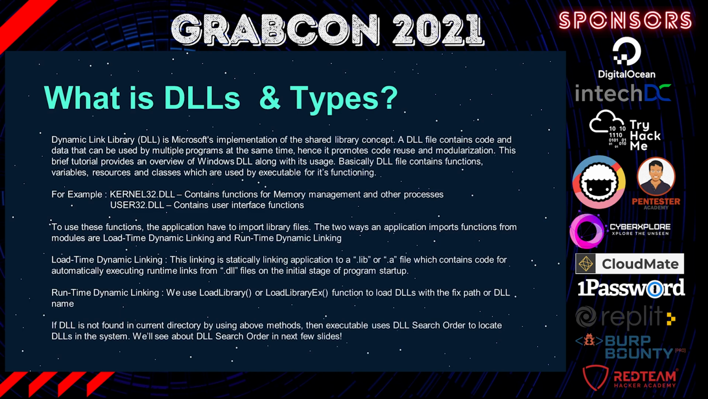A lot of DLLs come with Windows. For example, we have kernel32.dll, which contains functions and classes related to memory management and other processes. And user32.dll contains the user interface functions. So for using these functions, the application or that .exe file has to import the library files. What are these library files? DLLs themselves. There are 2 ways for an application to import functions from these modules: load time dynamic linking and runtime dynamic linking.